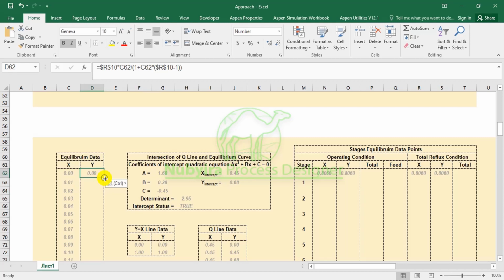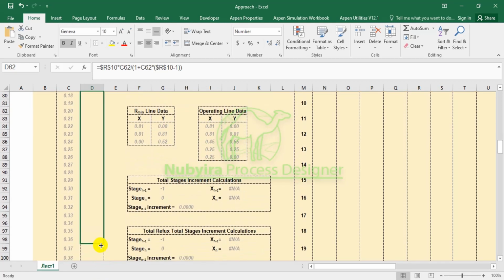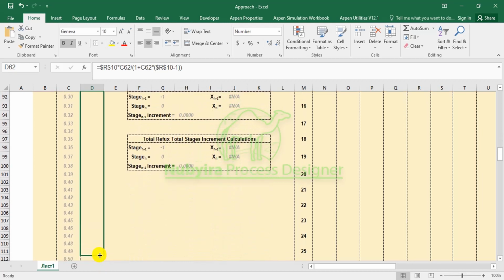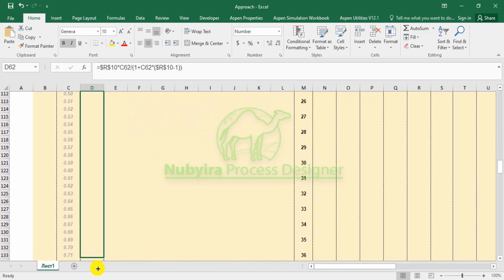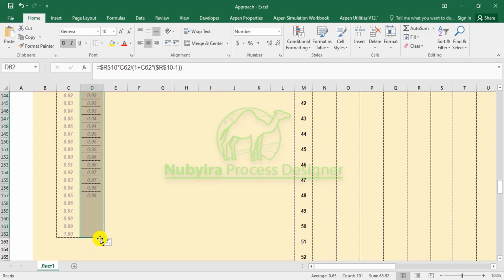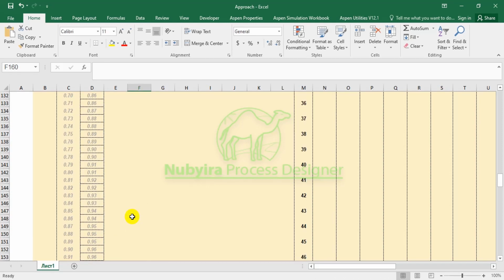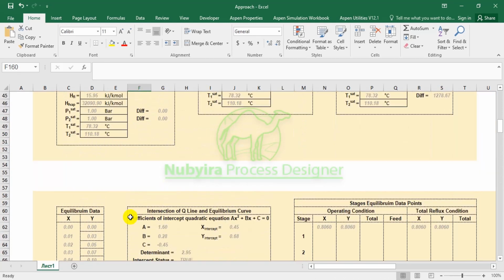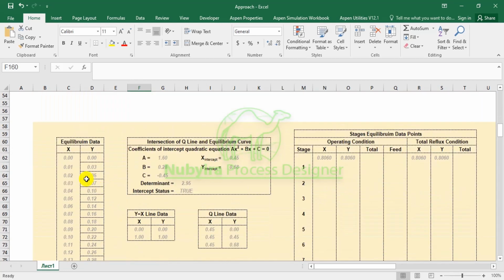You understand? So I'm just going to click on the copy box here to copy it down. Because I'm making a lot of data, the relative equilibrium curve will be accurate. You understand? So okay, let's plot the equilibrium curve.